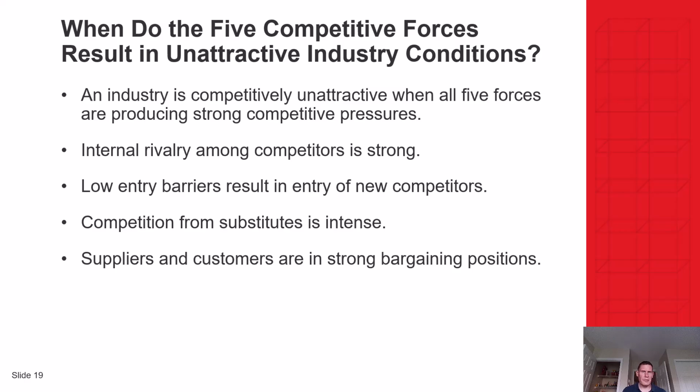So when do these forces result in unattractive industry conditions? Well, an industry is competitively unattractive when all five forces are producing strong competitive pressures. There's internal rivalry among competitors, which is strong. Low entry barriers result in entry of new competitors. Competition from substitutes is intense, and suppliers and customers are in strong bargaining positions.